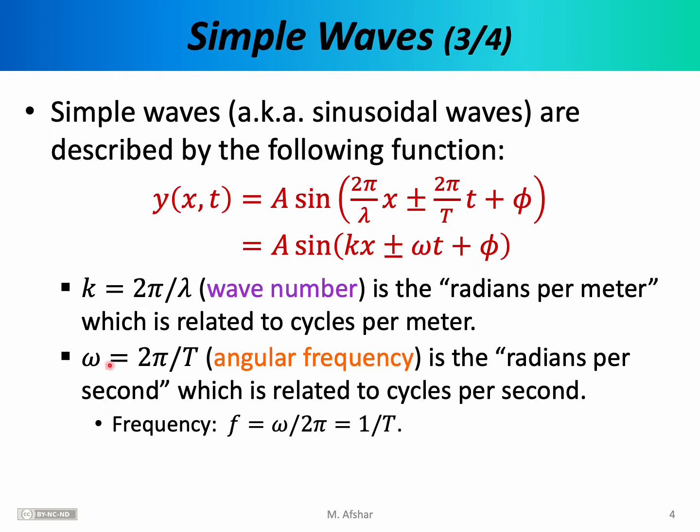Notice the wave number and the angular frequency measure very similar things. One of them measures the number of radians per meter, the other one radians per second. So one of them is referring to distance and the other one is referring to time. And of course, related to angular frequency is just regular frequency, f, which is simply omega divided by 2 pi.